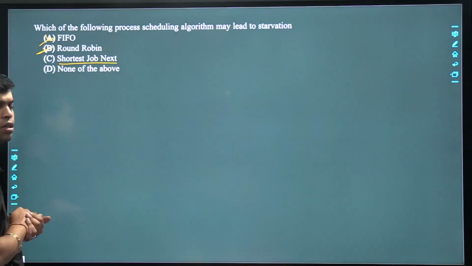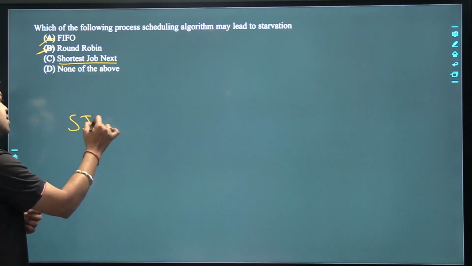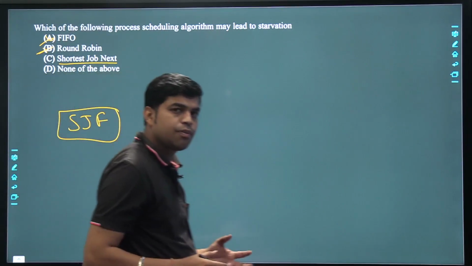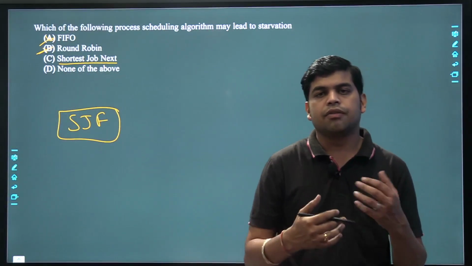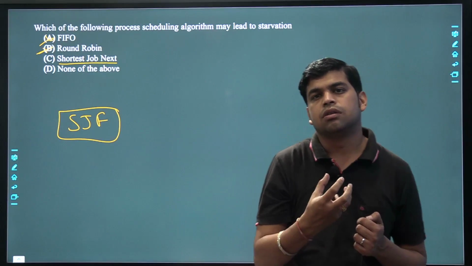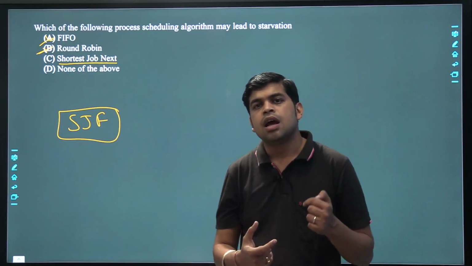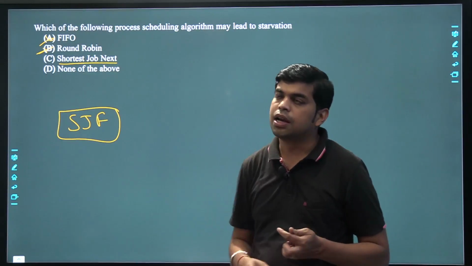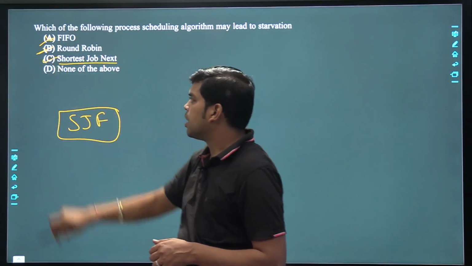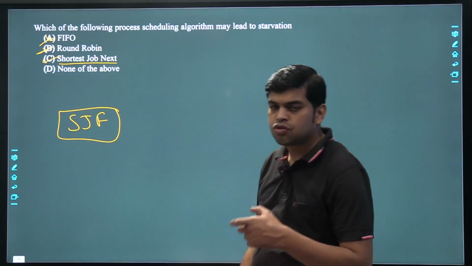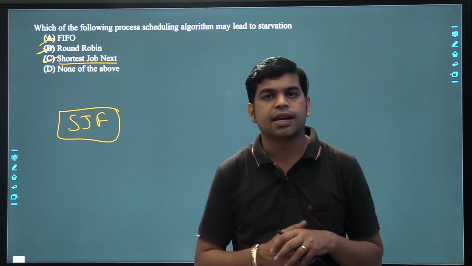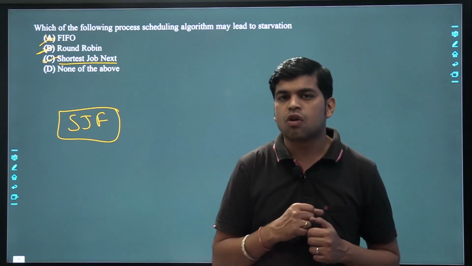Shortest job next, SJF, is the best example of starvation, because when processes with less burst time arrive again and again, and a large burst process is waiting in the ready queue for a long time, it may lead to starvation. So SJF is correct. Definitely C is the right answer. In case of starvation, there are various questions asked in the GATE examination, but we need to solve such type of questions carefully.